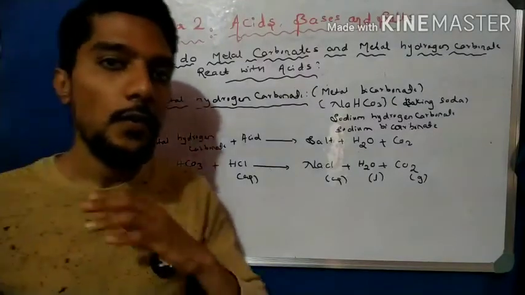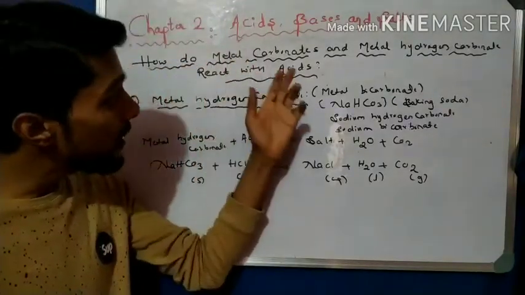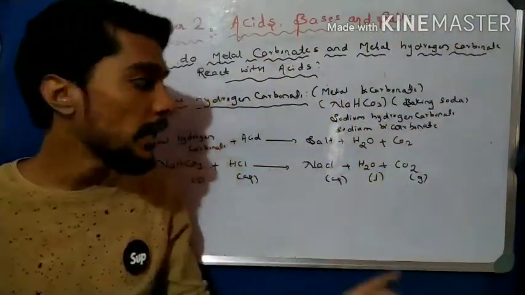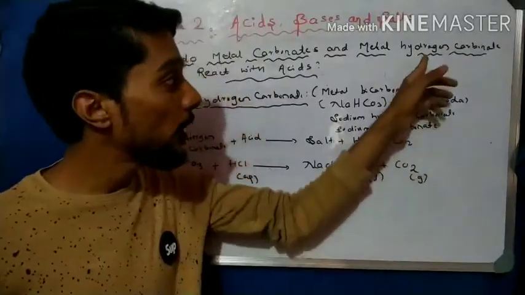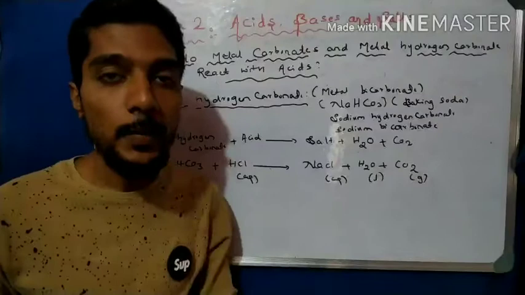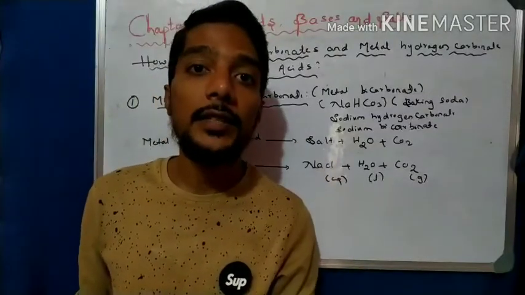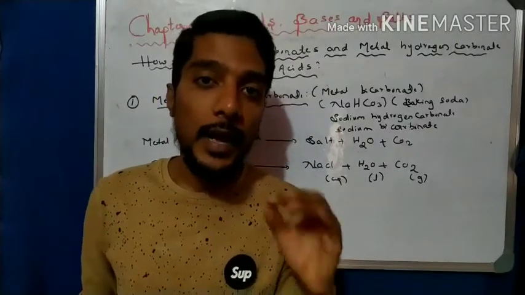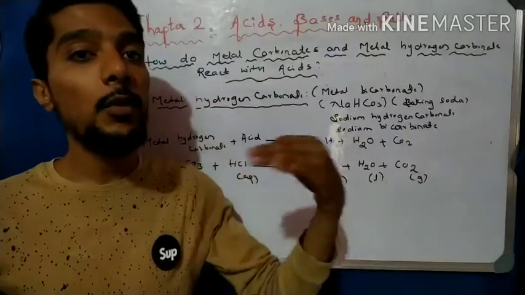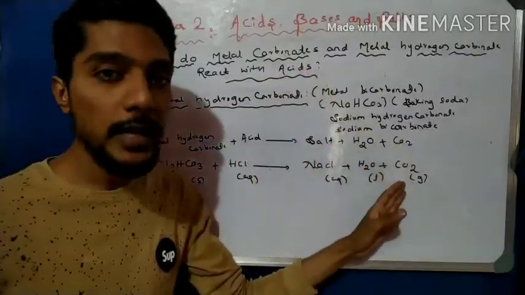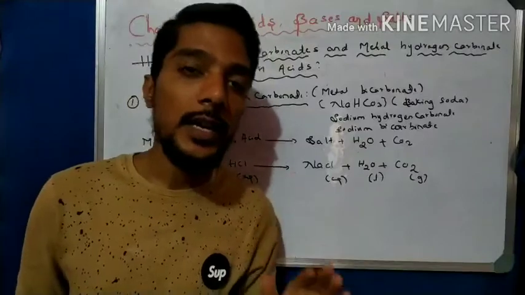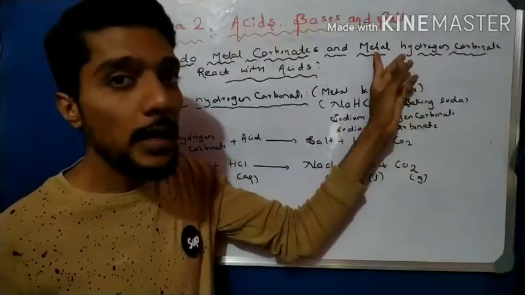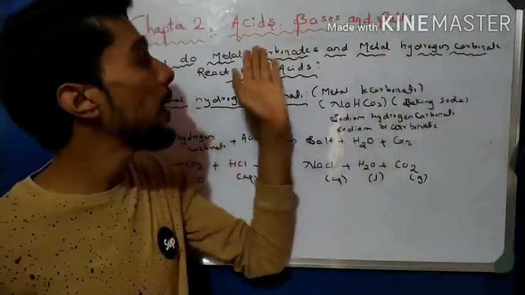So we observe here that when acid reacts with metal carbonates or metal hydrogen carbonates, carbon dioxide gas is liberated. In the first case, when a metal reacts with acid or base, it forms hydrogen gas, and when a metal carbonate or metal hydrogen carbonate reacts with acid, it forms carbon dioxide gas. So two gases are liberated: hydrogen gas in the case of metals and carbon dioxide gas in the case of carbonates and hydrogen carbonates.